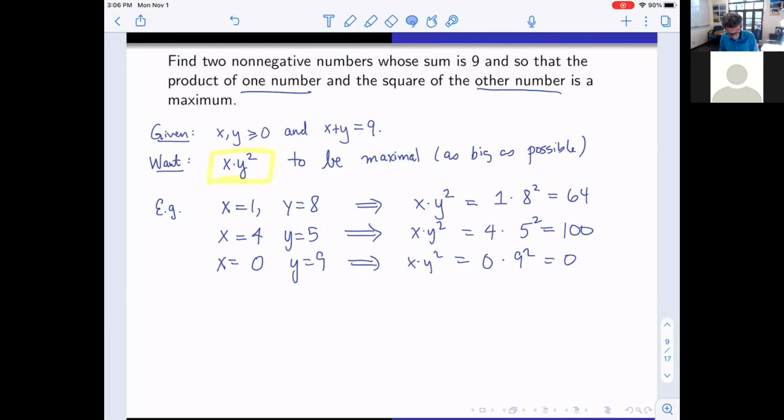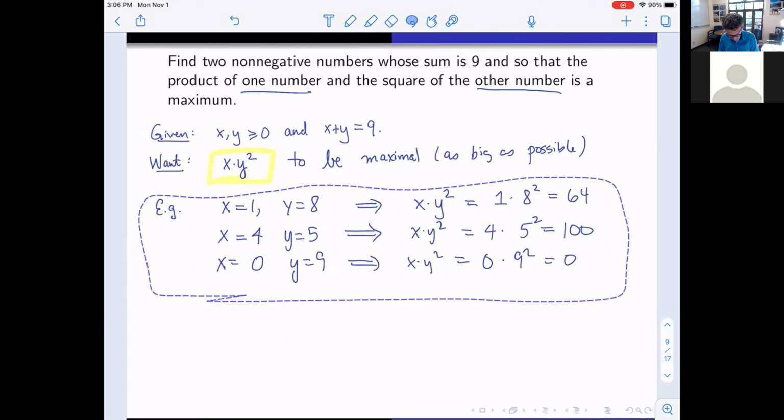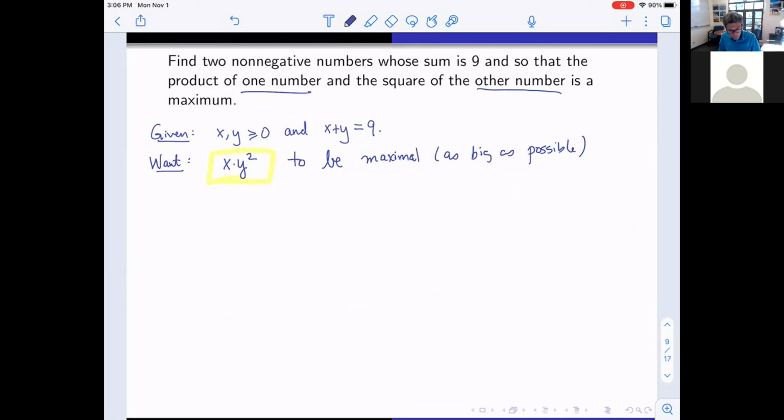Right? So we've done our example. We've got some data. I'm going to get rid of this because now we're ready to set up the problem. And our goal is to now use this relation that we have. So we have x plus y equals 9. And what I can do is say, well, whatever x and y are, they're related by this equation. So I know that y is going to be equal to 9 minus x.